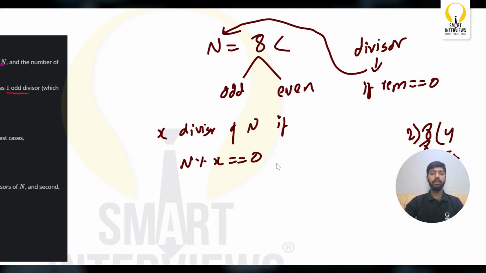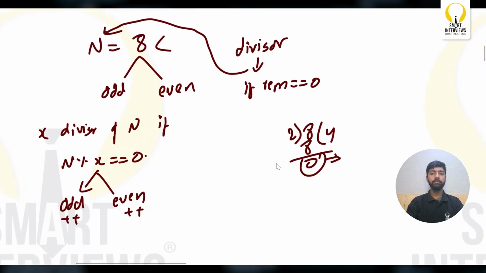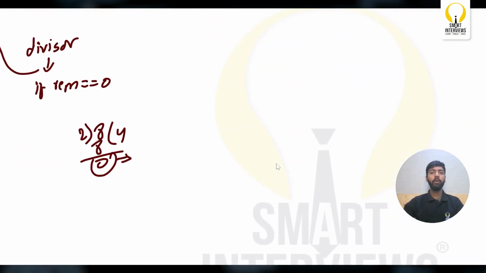So first thing, x should divide n completely. Then if x is a divisor, I have to find the parity of x, that is, whether it is odd or even. If it is odd, increase the odd count. If it is even, increase the even count. So clear? Let's try to convert the same thing into the code. Now, what are we given? We are given only the integer n. So we'll take the input, we'll read n.